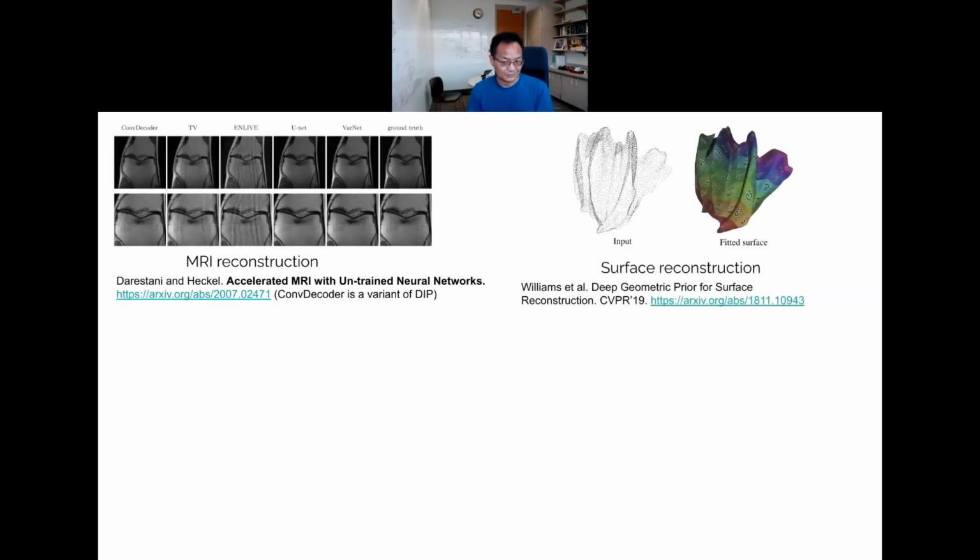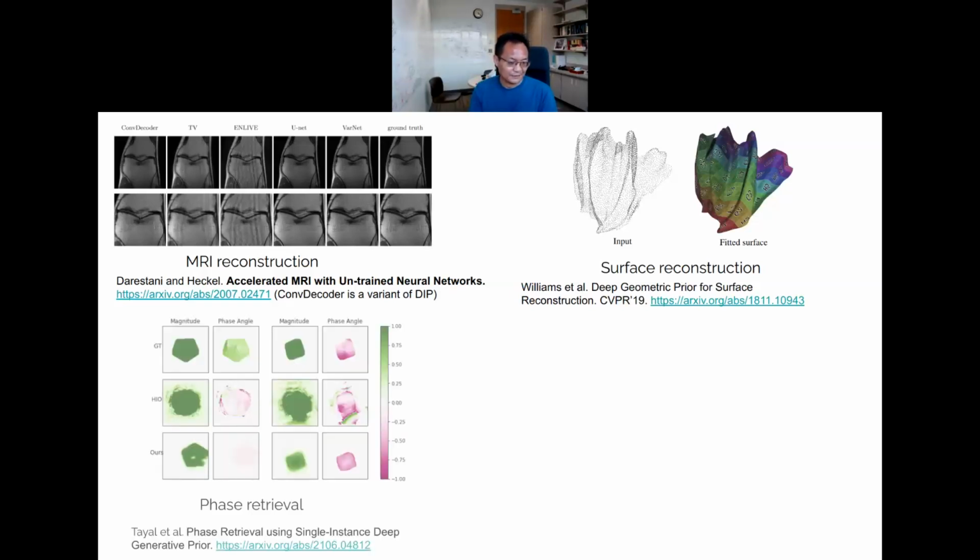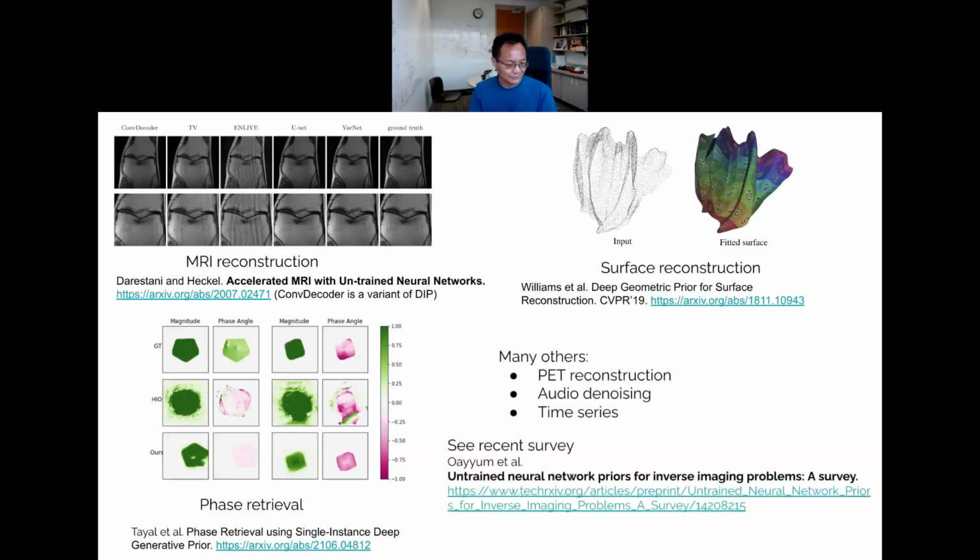And surface reconstruction, which has to do with image-based rendering and also dense surface reconstruction from point clouds in computer vision. Phase retrieval, which is a problem our group has been working on a lot, is a nonlinear inverse problem, and there are many others. Actually, people have applied similar ideas to domains beyond computer vision and image processing, for example time series and audio denoising. I think this paper provides a very good summary of recent developments around these kinds of ideas.